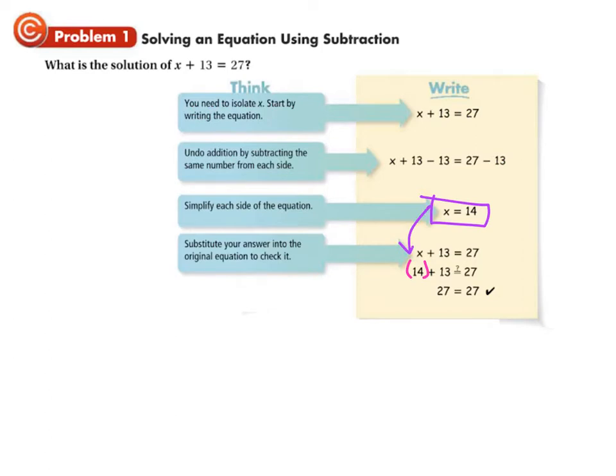And then you simplify the left-hand side and the right-hand side separately. This is already a single number, so you leave it alone. These two can be combined to 27. And then you compare the two sides and you say, do I get the same amount on both sides? If so, I did it right. Okay, let's have you do your got it problem here.